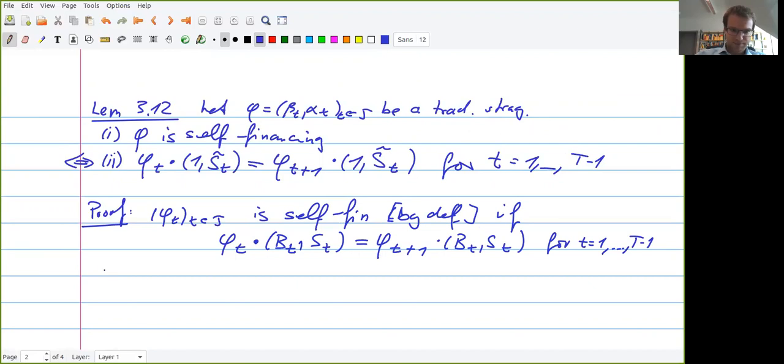And now, since our risk-free asset is assumed to be strictly positive, we can multiply this by 1 over B_t. So we discount this equality here with our risk-free asset. If we do this, this is an equivalent reformulation. So that's the value at time t plus 1 equals this discounted one.